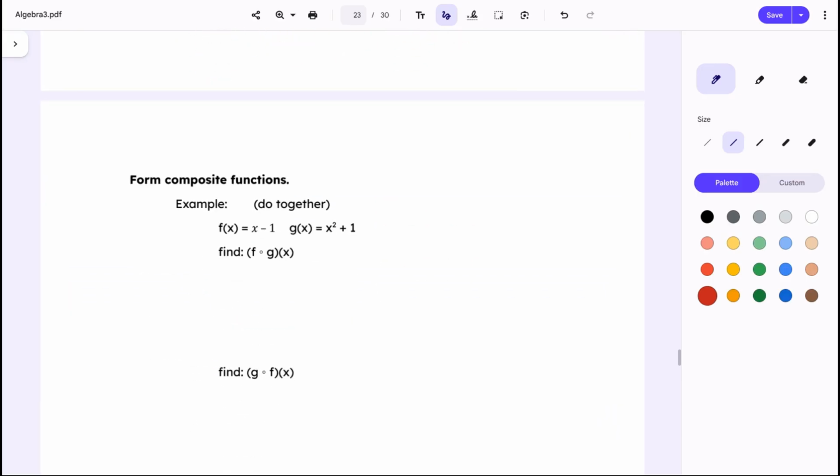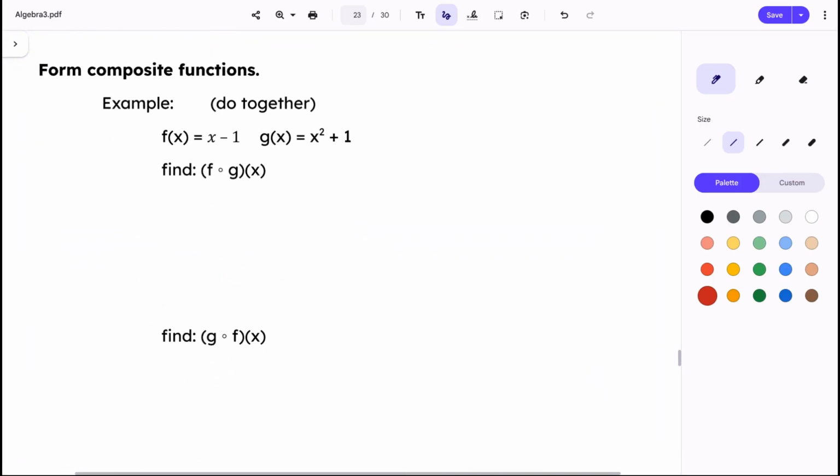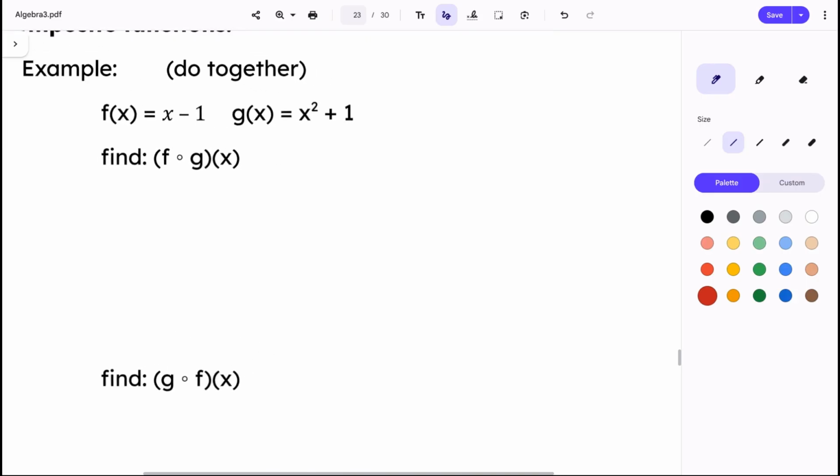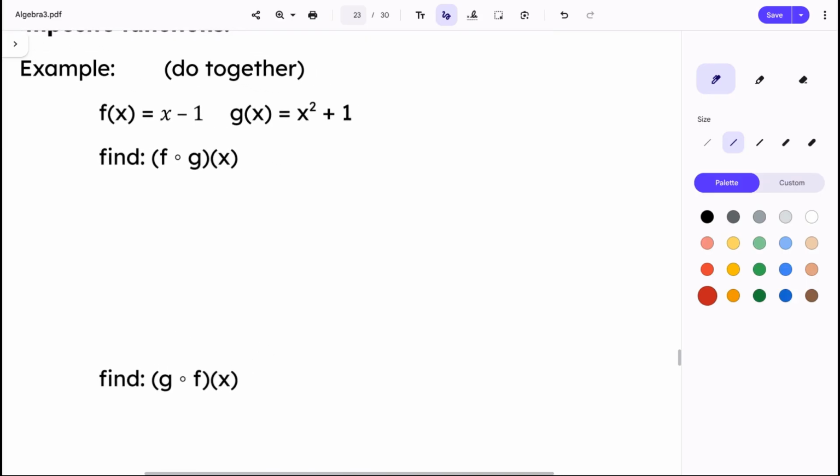Okay, if we go to the next ones here, these are having us do composite functions, which means you're plugging a function into another one. So we're not necessarily evaluating at a number, or just adding or subtracting like what we were just doing. So we have the functions f of x, it's x minus 1, and g of x, it's x squared plus 1. They're just a little bit different than what we were just working with. And the notation's a little bit different.